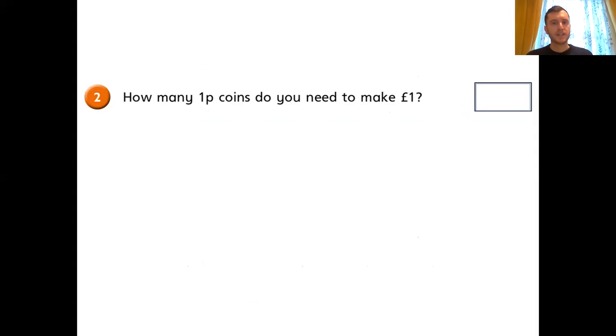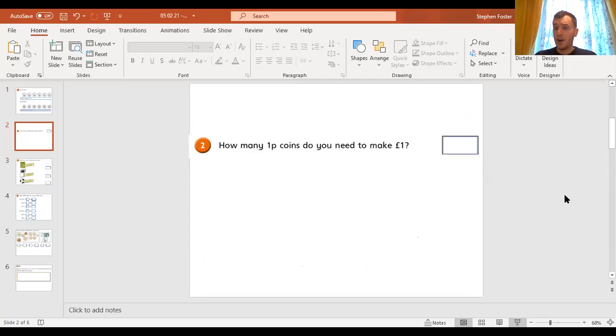Next question, this one should be nice and easy. You might just want to scream this one out loud to tell the answer. So how many 1p coins do you need to make £1? How many 1p coins do you need to make £1? Hopefully you're all saying this answer right now. And that would be 100 1p coins to make £1.